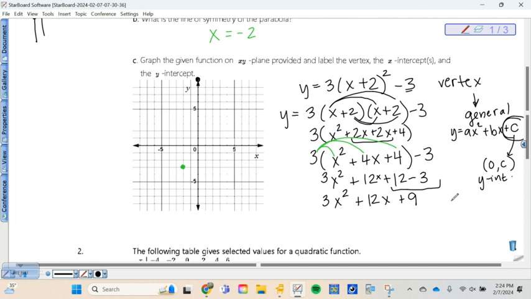Now, I also want to figure out, I figured out my y-intercept and my vertex. What else should I figure out? X-intercept. What form should I be in to figure out my x-intercept? Intercept form. That means I need to factor this. Do you see a greatest common factor in here? Yeah, 3. So I'm going to take my 3 back out. I have x squared left over. And then what's 12x divided by 3? Good, 4x.